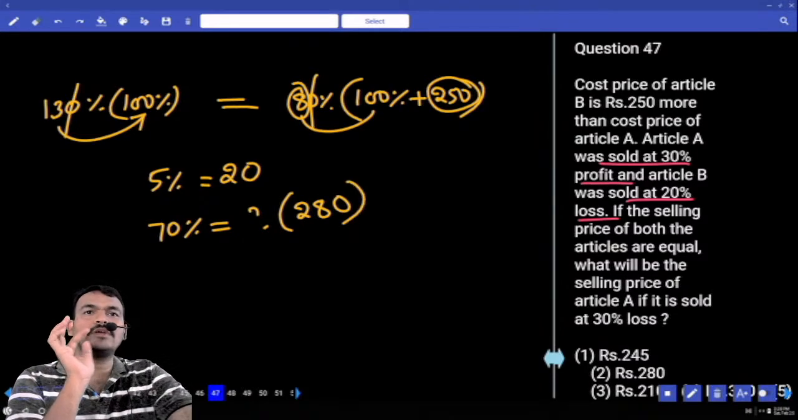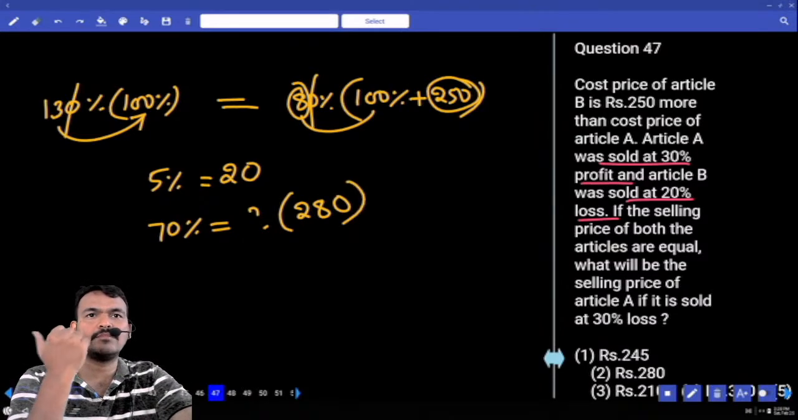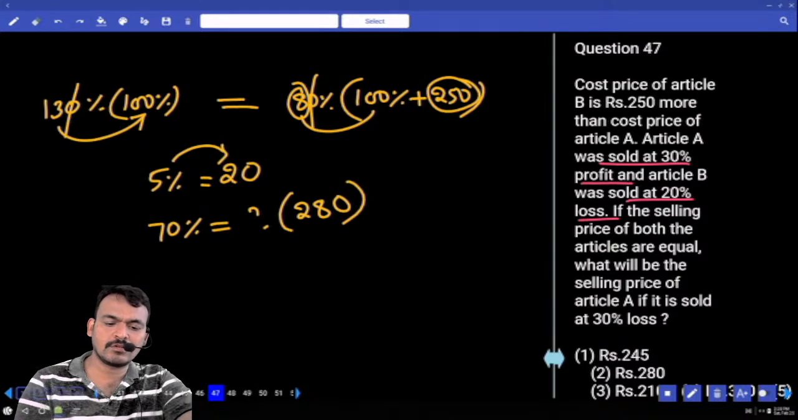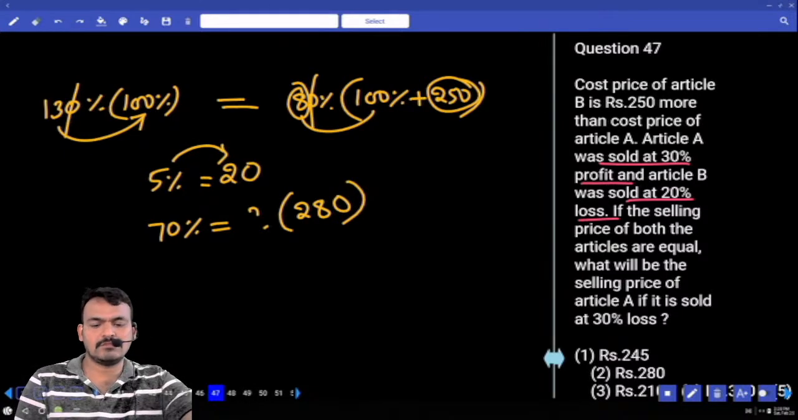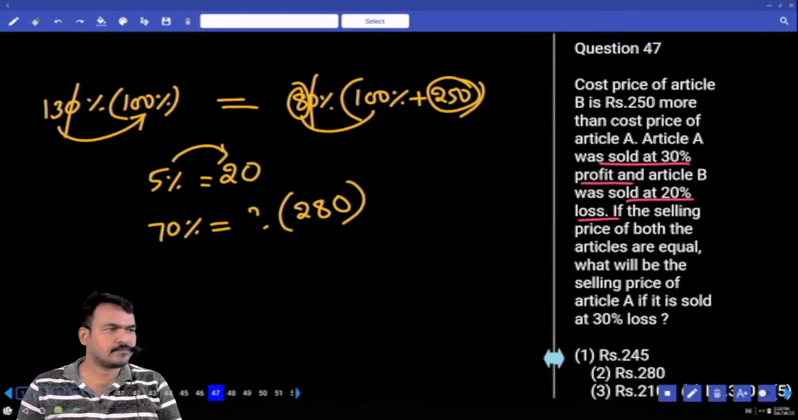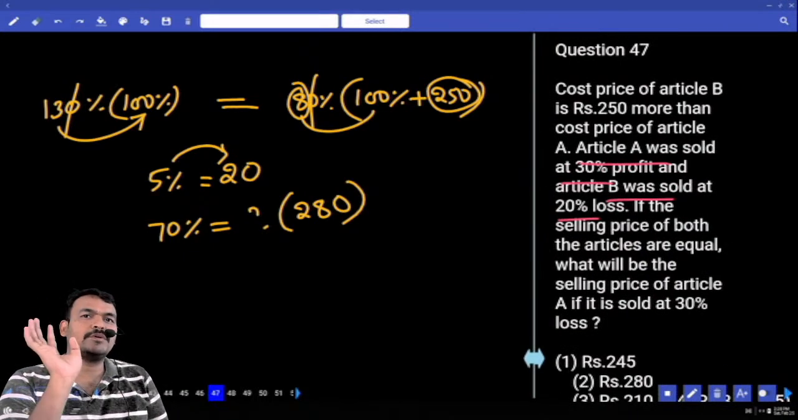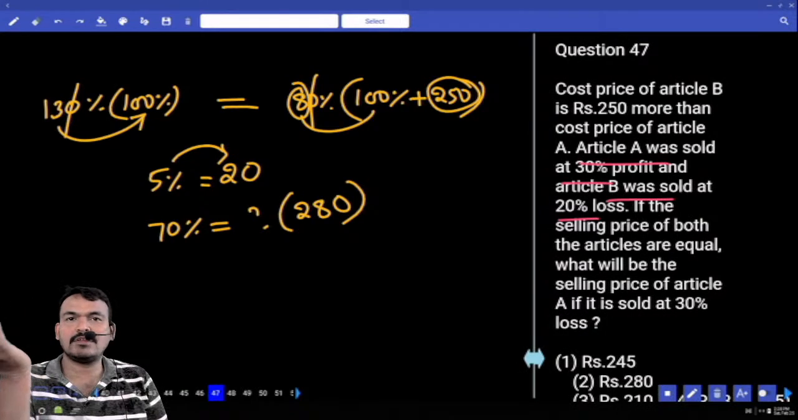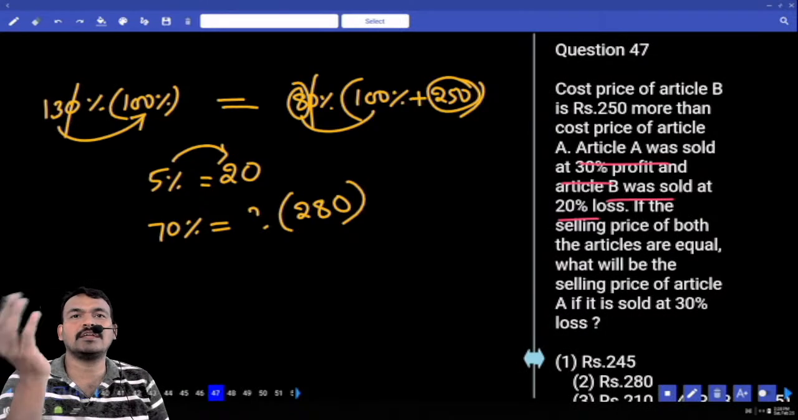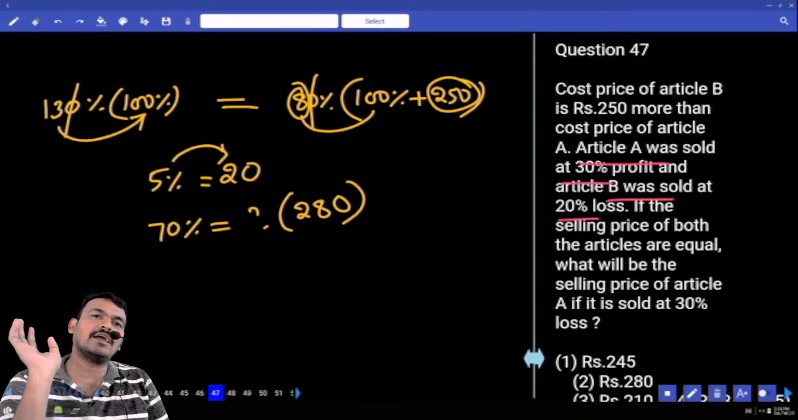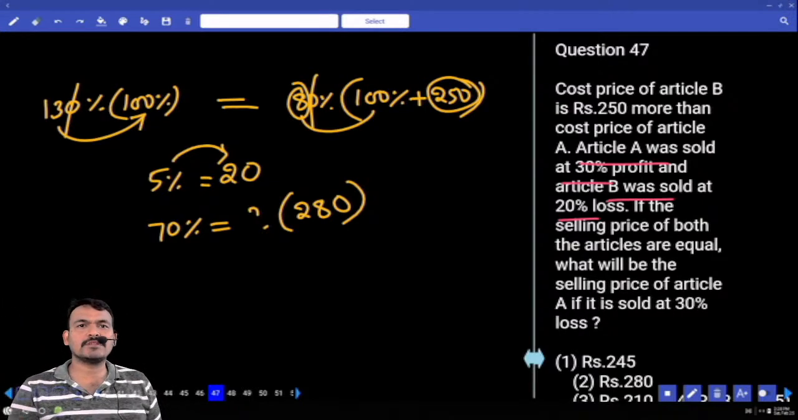If we required the cost price, we would require 100%. But here we required the selling price again. How much percent do we need? 70%. What is the 5% value? 20. Then the 70% value is 280. First we need to identify the cost price, which is 100%, and 100% is 400. In that, 30% loss means 120 is subtracted, or directly we calculate 70%.